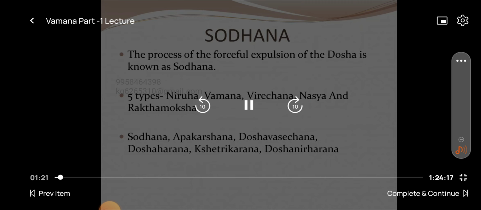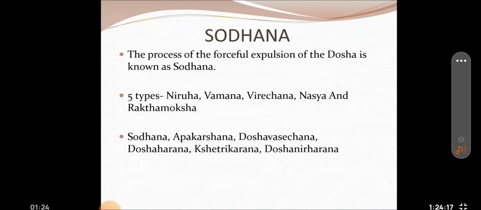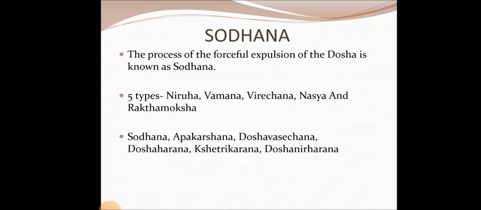We must know what is Shodhana. You have already learned in the initial classes. We can go through this Shodhana. The process of the forceful expulsion of the dosha is known as Shodhana. That is, it is of 5 types: Niruha, Vamana, Virejana, Nasya, and Raktamoksha.